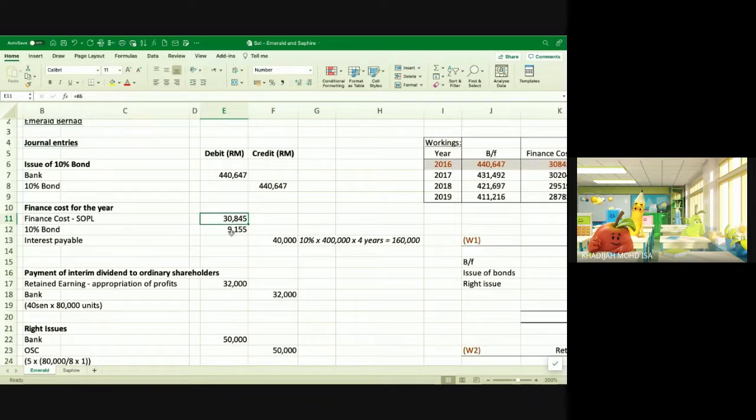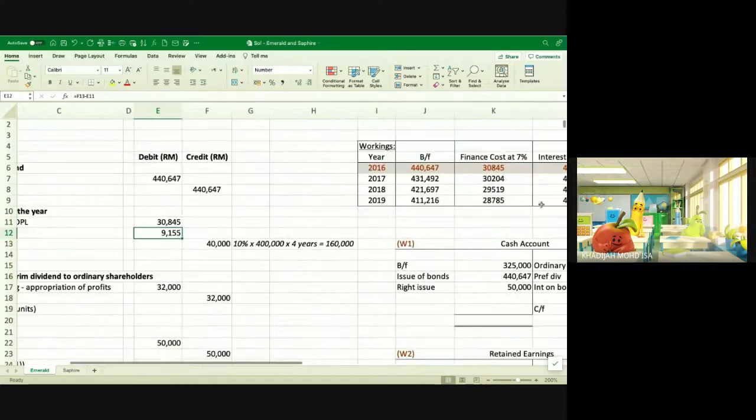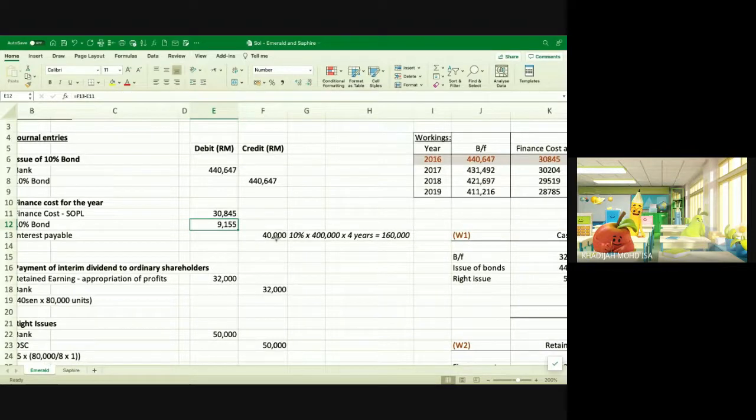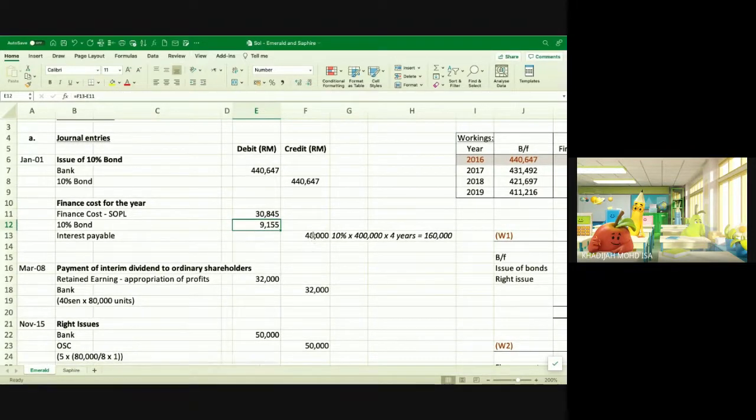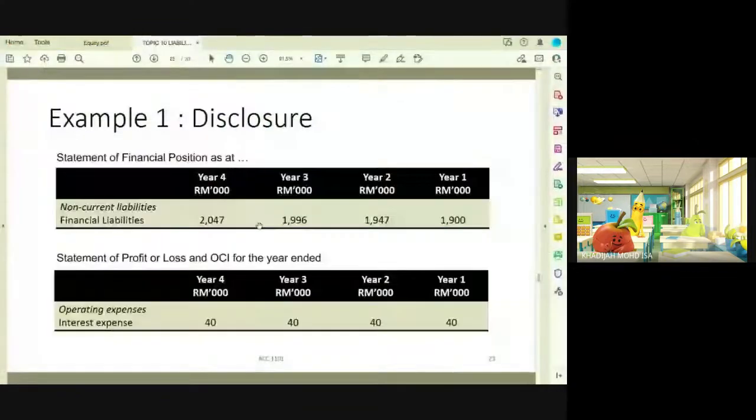Why do you debit 9155? 9155 is the difference between your interest payable that you have to pay during the year. So you have credited interest payable, but now you have 9155, you debit your bond. So it means that out of the, is it? How does it make? Statement of financial position, your non-current liabilities, interest expense is always at 40,000.